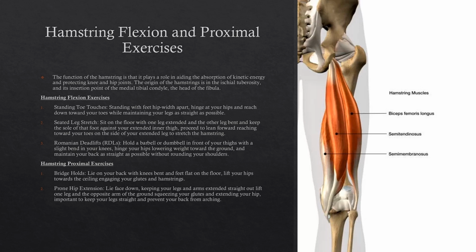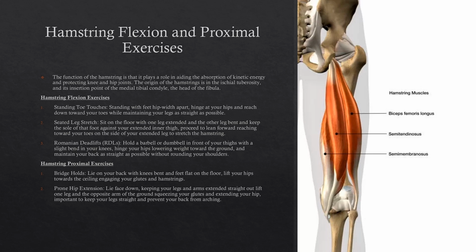Seated leg stretch: sit on the floor with one leg extended and the other leg bent. Keep the sole of that foot against your extended leg, on the inner thigh. Proceed to lean forward, reaching toward your toes on the side of your extended leg to stretch the hamstring.